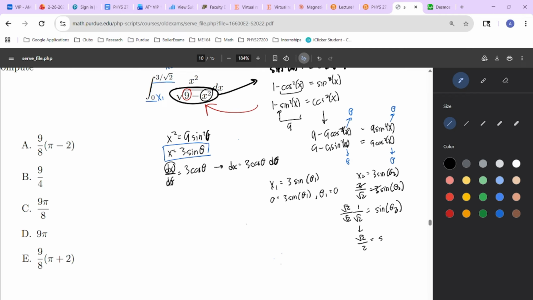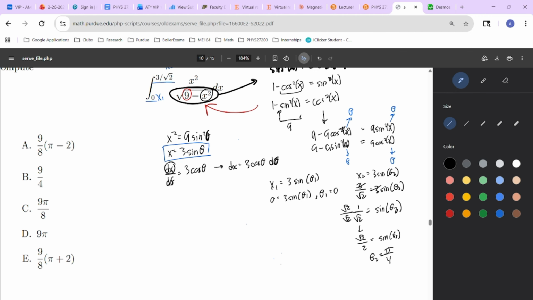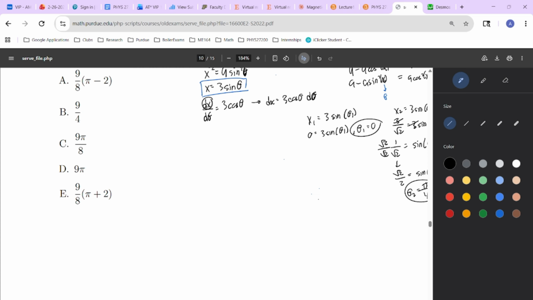So root 2 over 2 is equal to sine of theta 2. This is also pretty obvious using the unit circle, that theta 2 in this case would be equal to pi over 4. And then we have found our two bounds. Great. So these would be our two bounds here. Theta 1 is equal to 0, and theta 2 is equal to pi over 4. With that, we're ready to set up our integral.